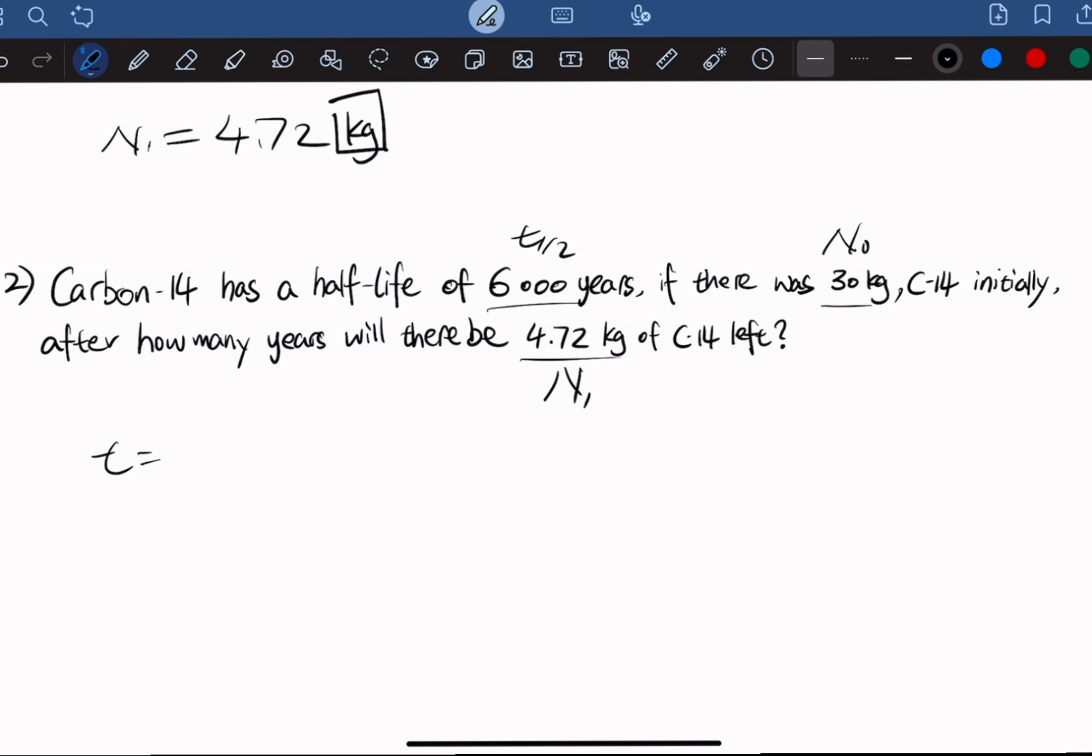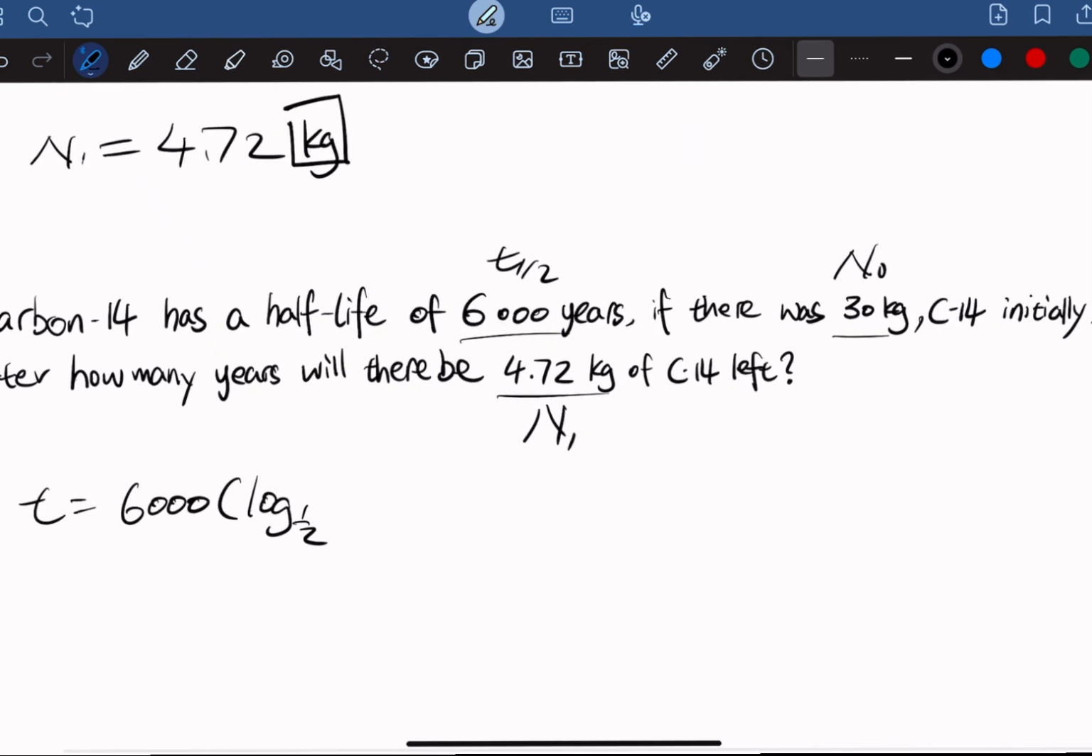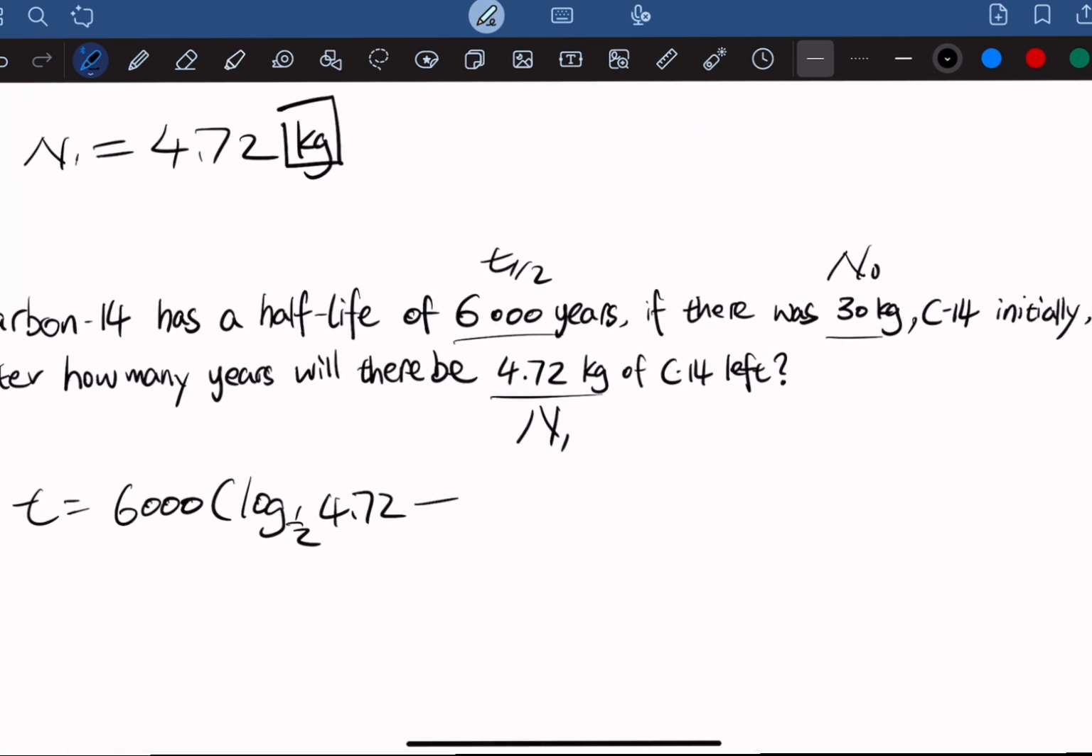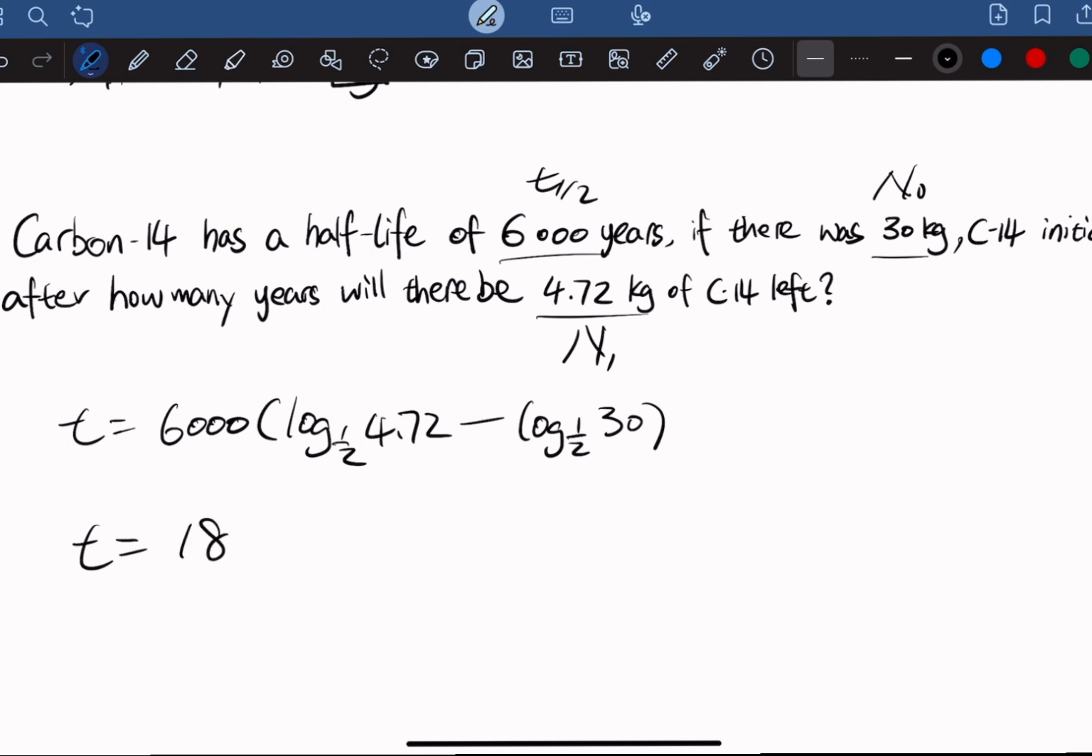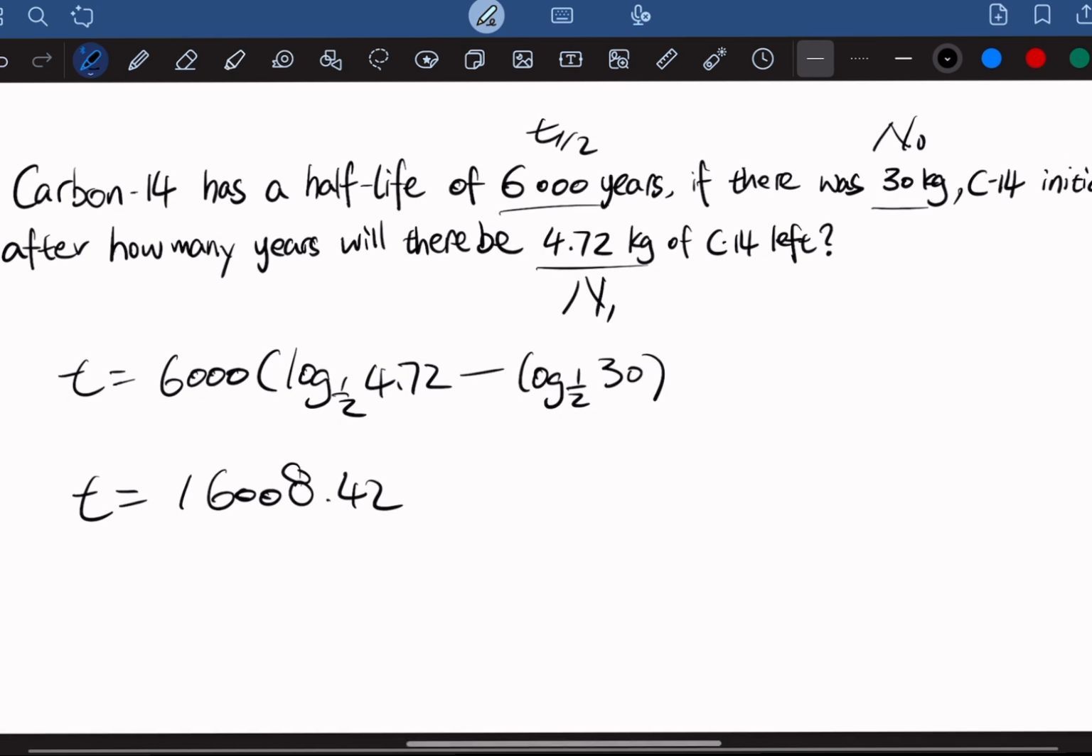So just substitute. We have this, and this is about 16,000, okay, this is about 8.42 years. And how do we get the unit? Again, we want to keep the unit the same as the t1/2. So we have here, this is years, so this is also in years.